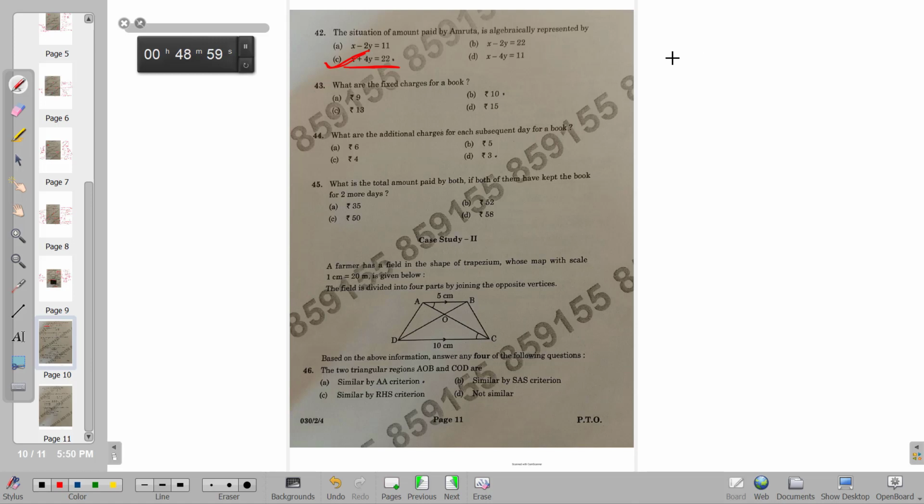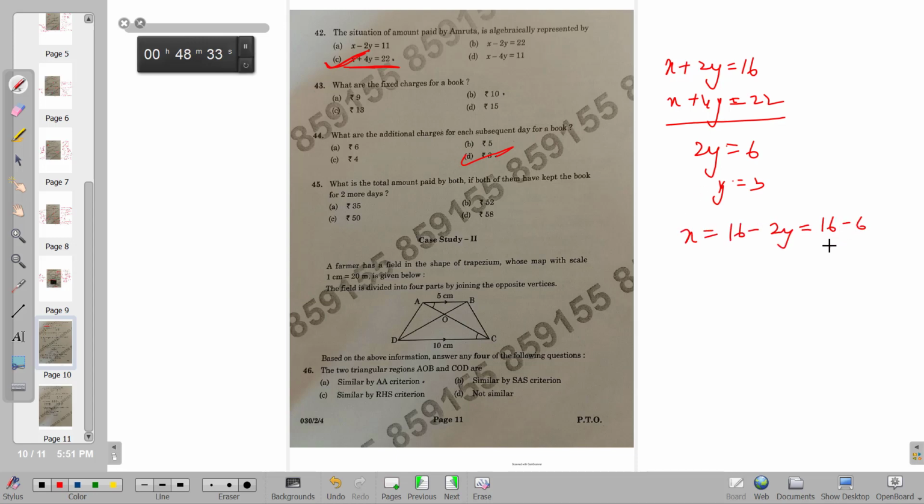So we already have our two equations. X plus 2y is 16 and x plus 4y was equal to 22. So let us calculate the additional charge. So 2y will be 22 minus 16, which is 6. Y is equal to 3. This was the charge per day, which is this one. So if you are finding x, x will be 16 minus 2y, which is 16 minus 6 or 10. That will be the answer there.